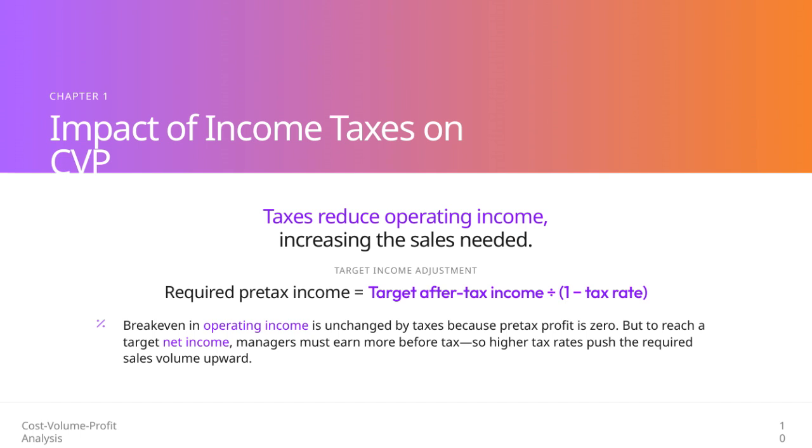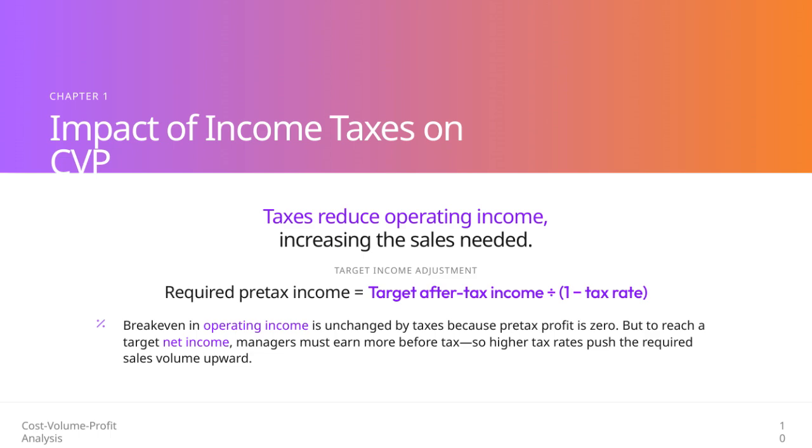It's important to note that taxes do not affect the break-even point in terms of operating income since break-even means zero pre-tax profit. However, when aiming for a specific net income target, managers must earn more profit before taxes. As a result, higher tax rates increase the amount of sales needed to reach that target income. This adjustment helps ensure that the business accounts for taxes when planning its sales and profit goals in cost-volume profit analysis.